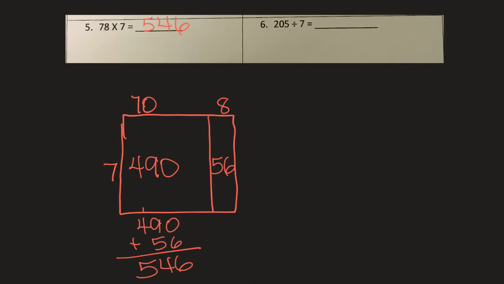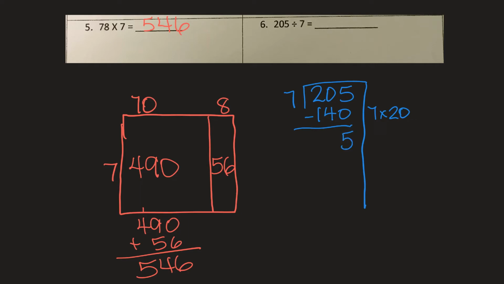Number 6, 205 divided by 7. I'm going to write that. Now, I'm going to start by thinking about the 20. What times 7 would be close to 20? I know 7 times 3 is 21, so that's too much. So I'm going to start with 7 times, if 7 times 2 is 14, 7 times 20 would be 140. So I'm going to subtract that.